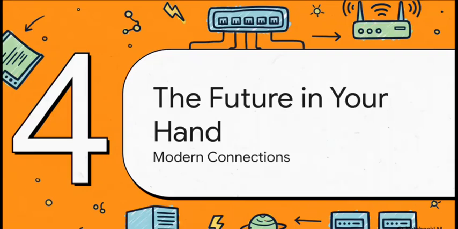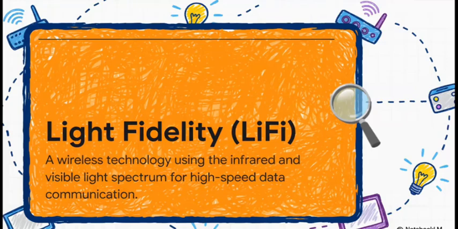So we've gone through the classics: hubs, switches, routers, and access points. They're the foundation. But now, let's look at what's happening today and what the future of all this might look like. Okay, get ready for this because it's pretty cool. Li-Fi. It stands for light fidelity. This is a technology that sends data not with radio waves like Wi-Fi, but through light itself. Yeah, the light you can see.